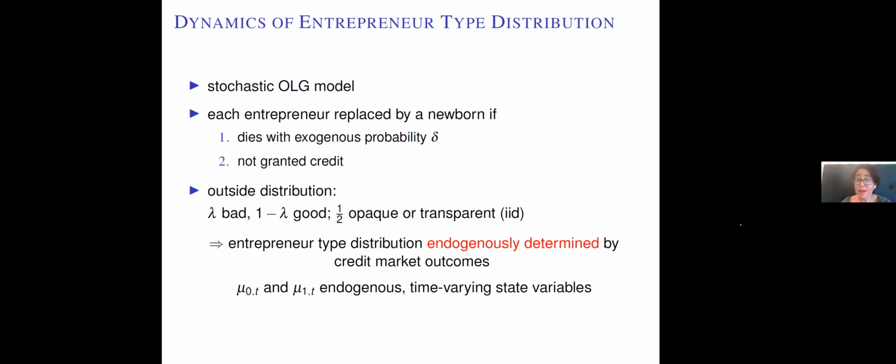So given that entrepreneurs are replaced if they're not granted credit, that means the entrepreneur type distribution is endogenously determined by credit market outcomes, because the credit market outcome determines who gets credit and who does not. Okay. And so that means that the 2 things that I said are state variables, the fraction of bad opaque entrepreneurs and bad transparent entrepreneurs, are endogenous and time varying.